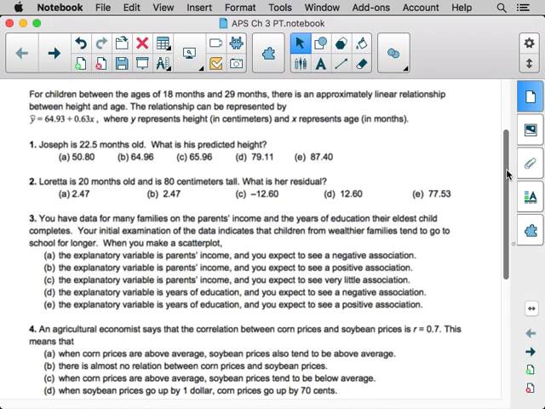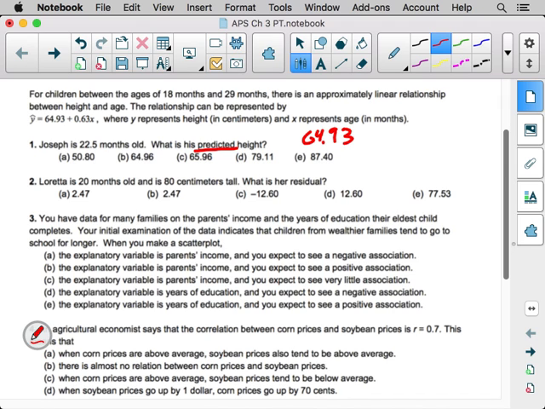So again, whenever we want a predicted value, literally always where have we gone? Where do we find predicted values? The formula. So here, wouldn't I just plug 22.5 into the formula? That's all I have to do. So 64.93 plus 0.63 times 22.5, and I'm getting 79.105. So rounded would give us that.